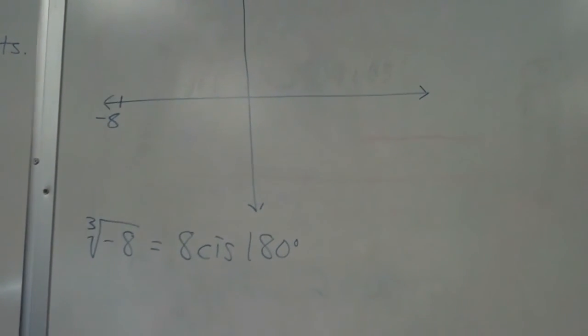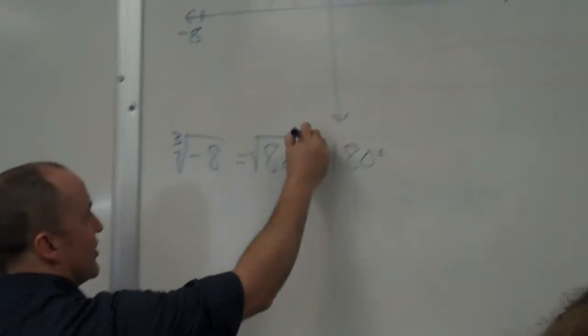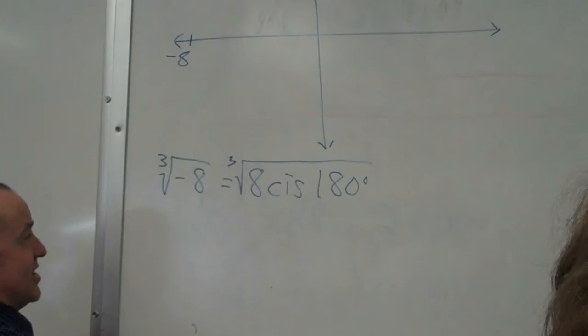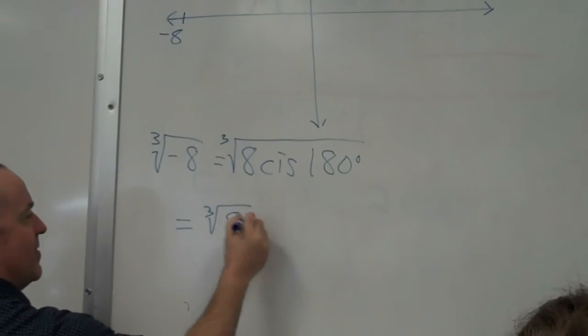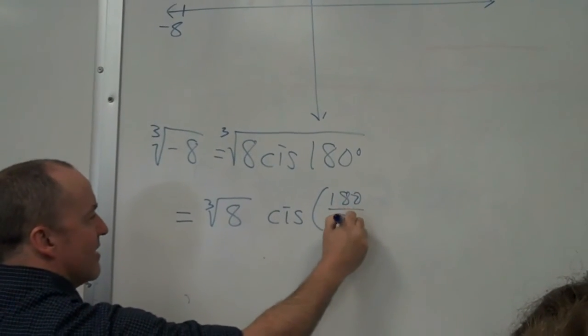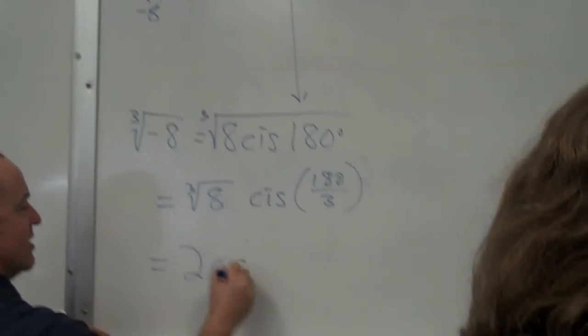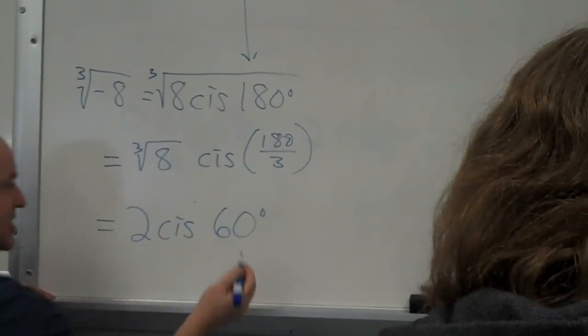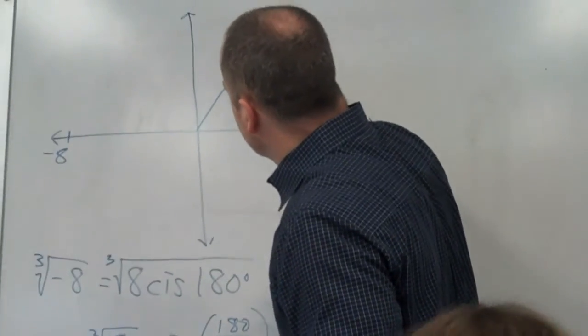Okay? Now, according to this little formula here, I'm actually looking for the cube root of 8 cis 180. So I find the cube root of 8, and the angle becomes 180 divided by 3. So my first answer is 2 cis 60. 2 cis 60, very good. So that's going to be roughly here.